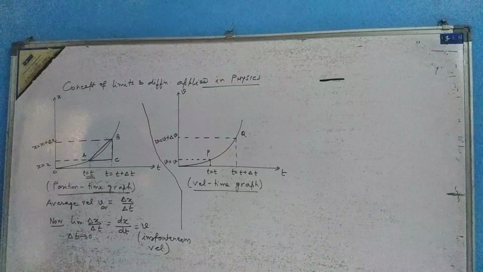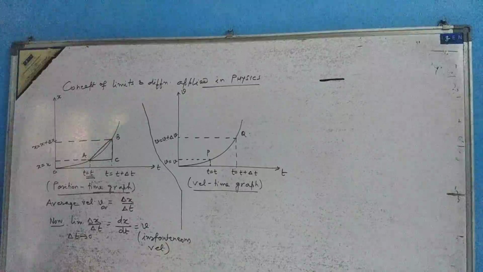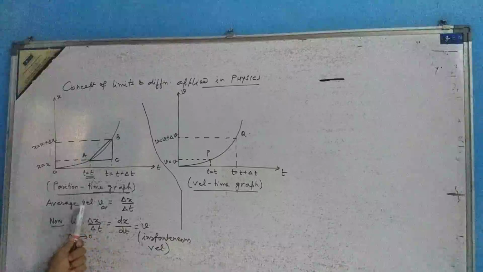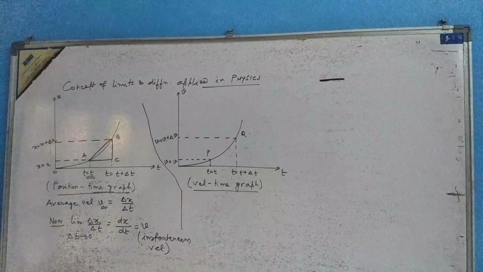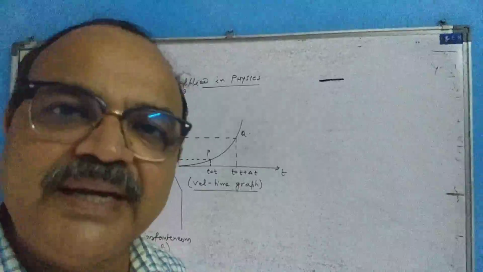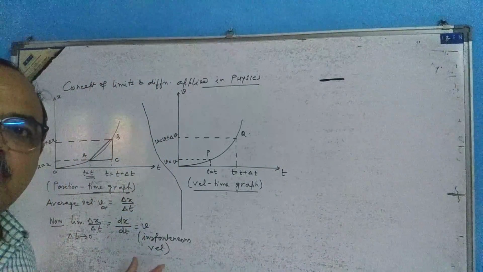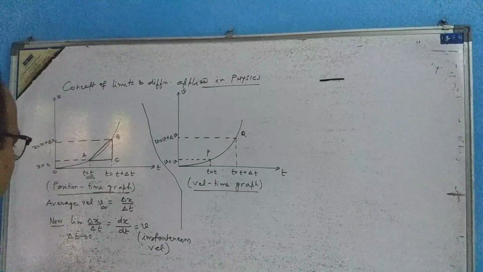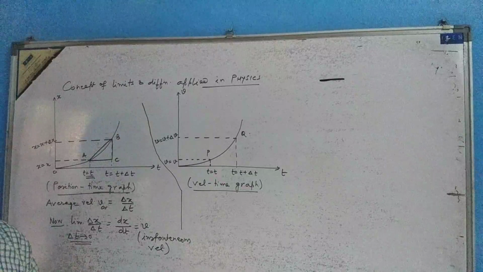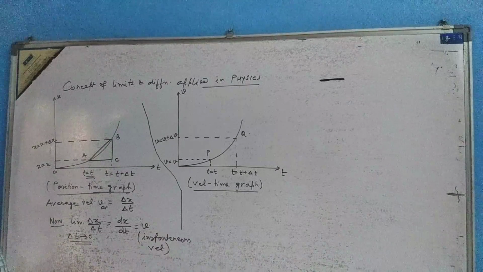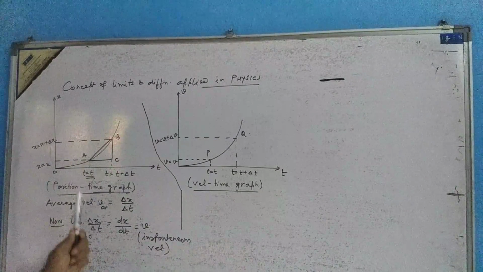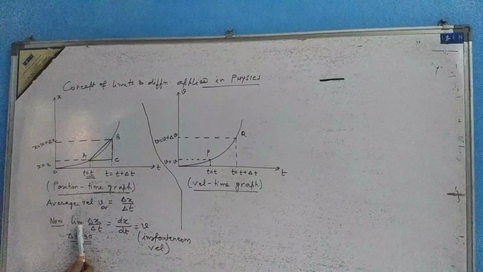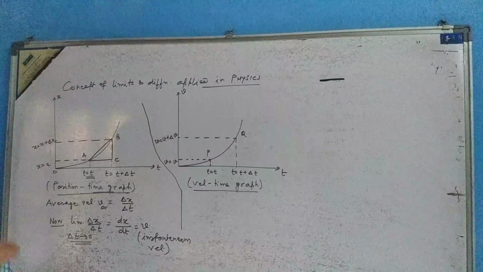This I want to say. Here you can write: what is instantaneous velocity? It is the limiting value of the average velocity. Instantaneous velocity is the limiting value of the average velocity when the time duration is negligibly small. I repeat: hence, the instantaneous velocity is the limiting value of the average velocity when the time duration is negligibly small.